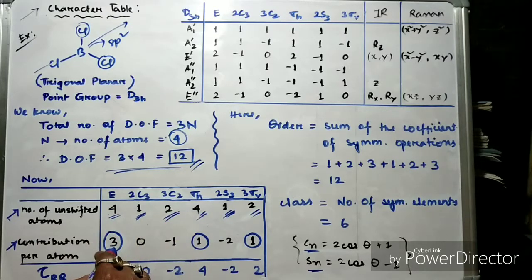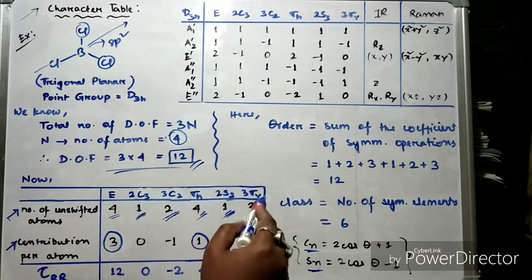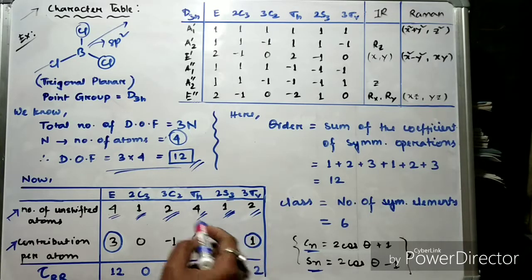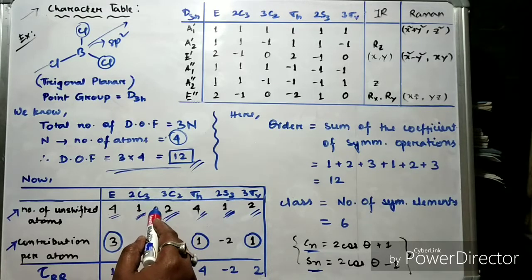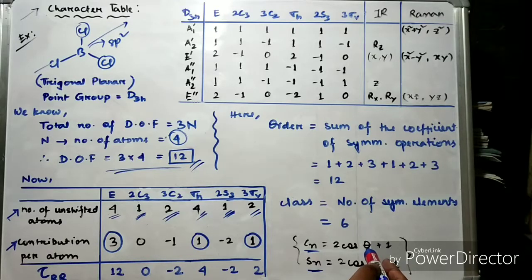Okay, so for E operation the contribution will be 3. For any sigma plane the contribution will be 1, and for the C3 axis we know that theta will be 120 degrees, so cos of 120 will be minus half. The 2 will get cancelled, it will be minus 1 plus 1, it will be 0. And for the C2 axis cos 180 is minus 1, so it will come out to be minus 2, and this is plus 1, so it will be minus 1.